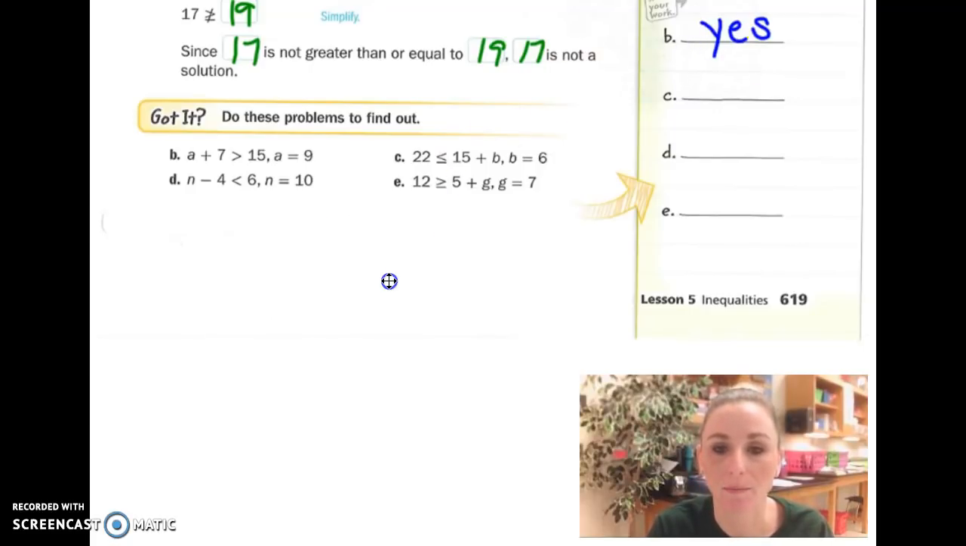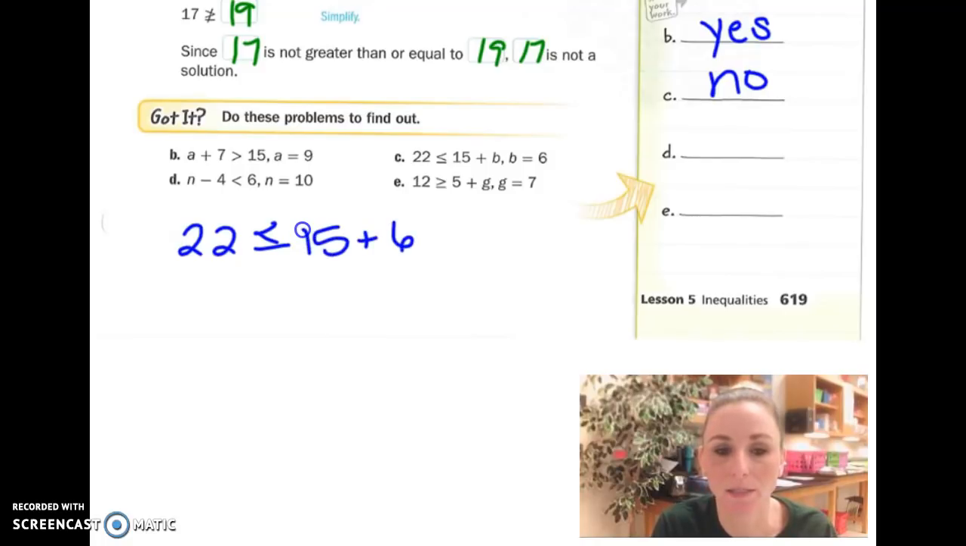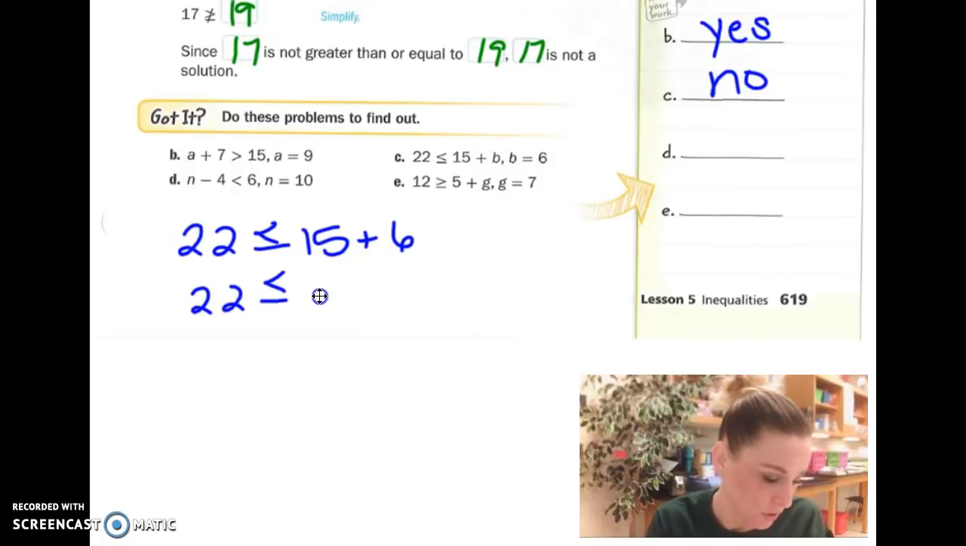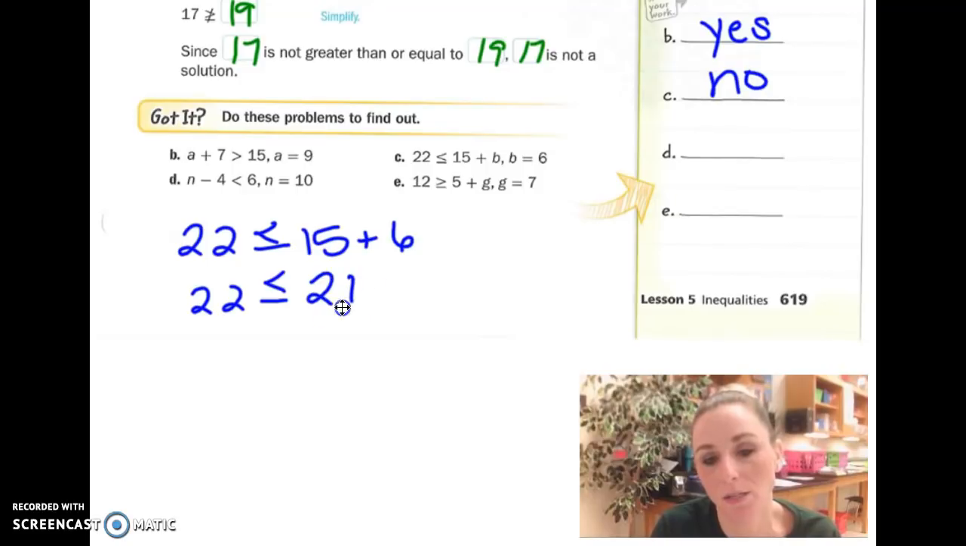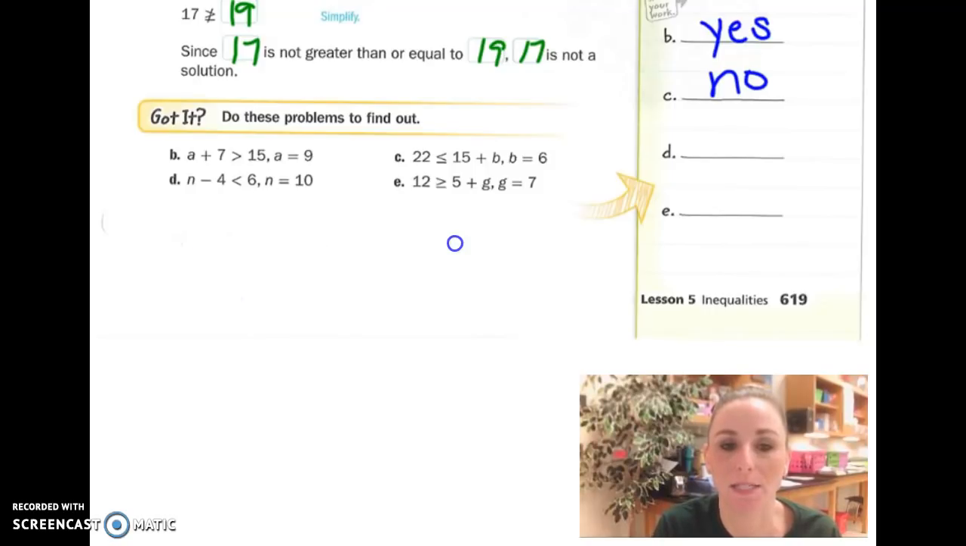Let's take a look at C. C, the answer is no. Why? Because 22 is less than or equal to 15 plus 6. 22 is less than or equal to, when you add this together, you get 21. So is 22 less than 21? No.